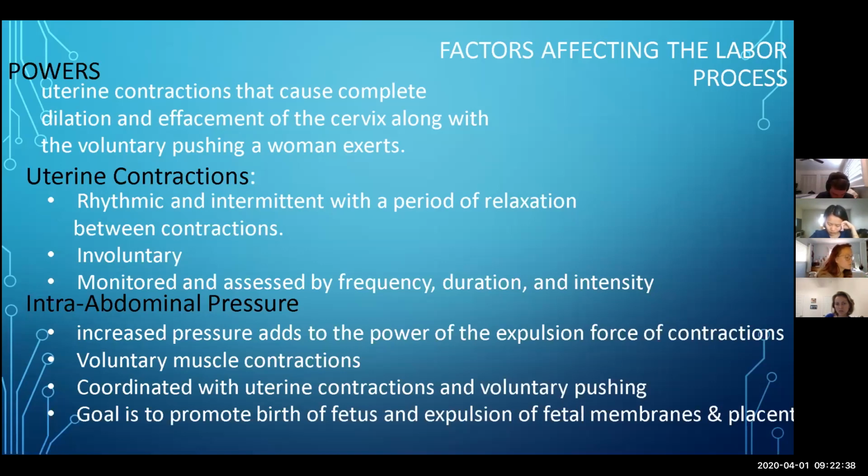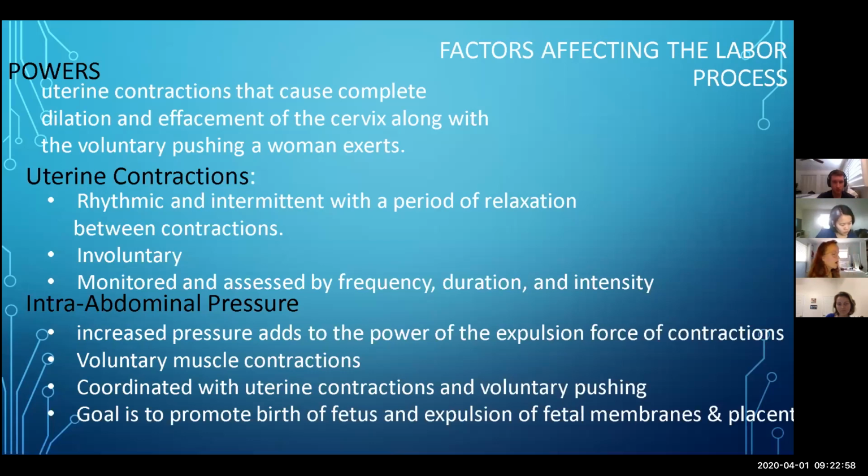Early labor contractions are usually mild. They usually last about 30 seconds, and they occur about every 5 to 7 minutes. As labor progresses, contractions become more moderate to severe, lasting longer, more like 60 seconds, and they occur more frequently, like every 2 to 3 minutes apart.